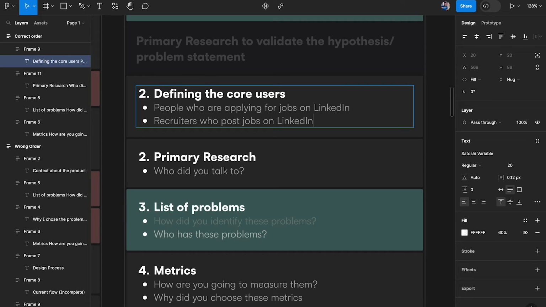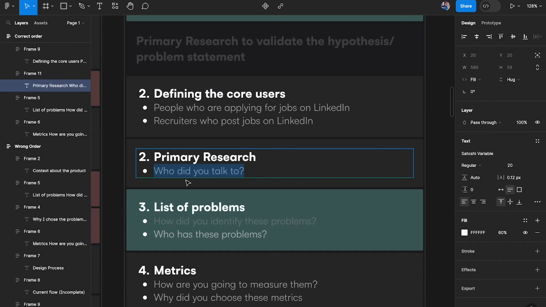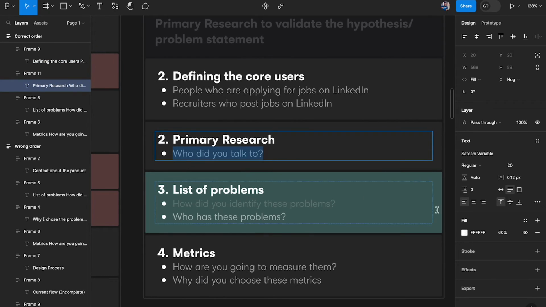Now, especially for this case study, it is very broad. It is very huge. So the age does not matter. The profession does not matter. It's just people who are using jobs on LinkedIn. But if you are looking at these core users, then it would answer my question, who did you talk to?